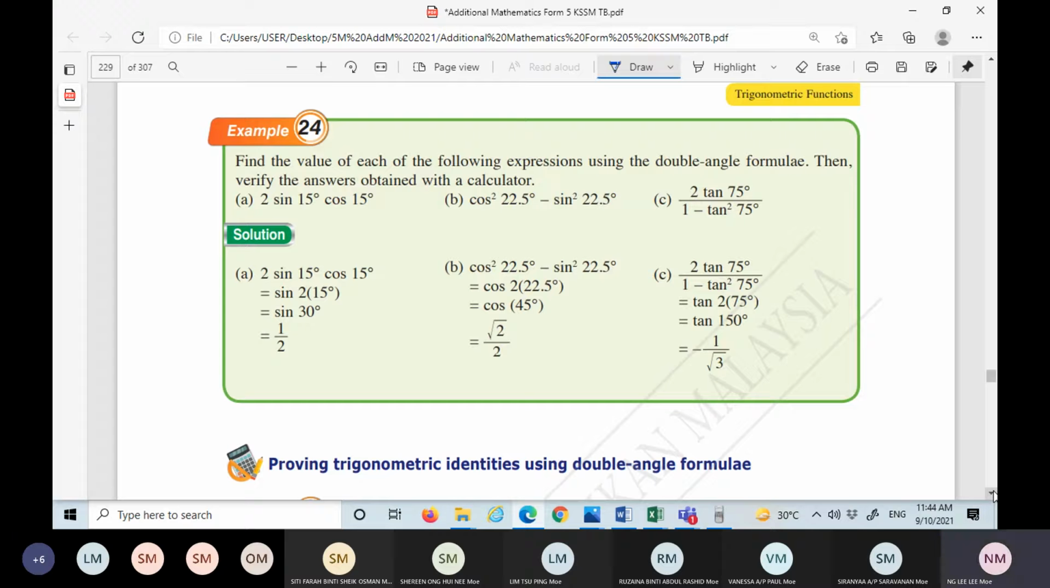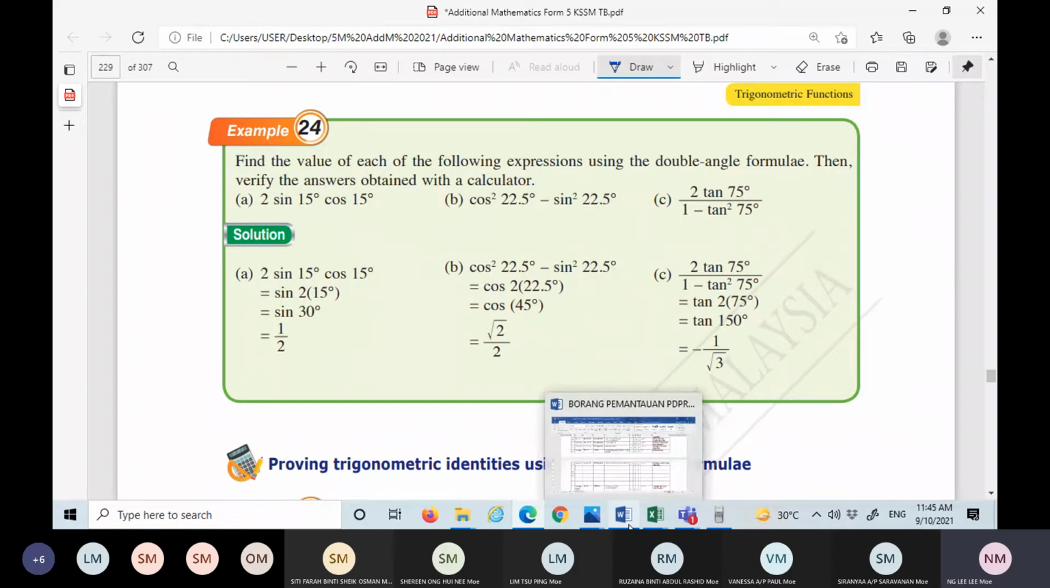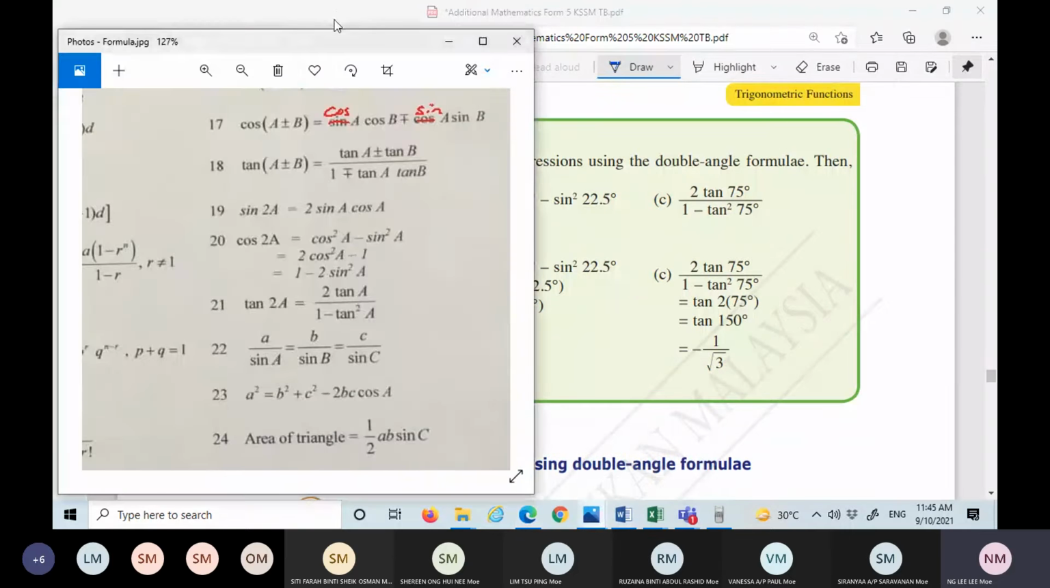Okay, first of all, you have to find the value of each of the following expressions using the double angle formula. After that, you verify your answer by using a calculator. I will teach you how to verify. First of all, you have to use your double angle formula. Let me go to the formula.